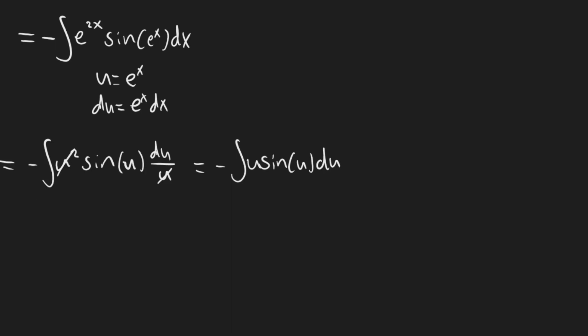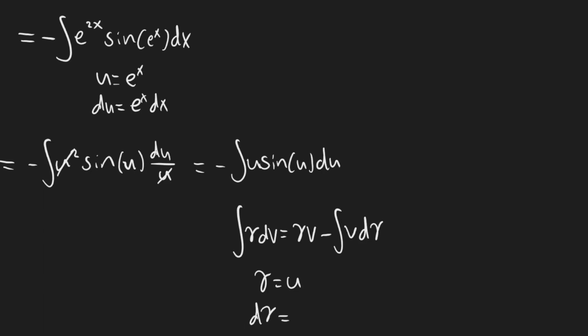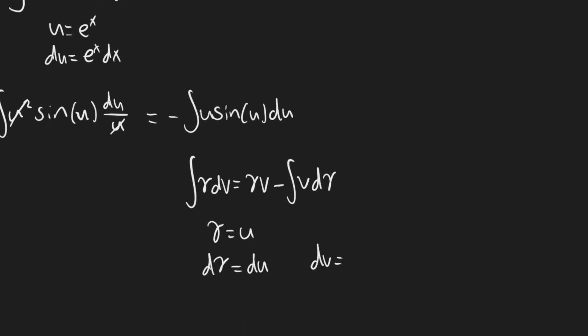If you remember the formula for integration by parts, the integral of gamma dv is equal to gamma v minus the integral of v d gamma, like so. So let's just go ahead and find our gamma and v. In our case, gamma is going to equal u. Our d gamma is going to be that derivative, which is just a du. Then we're going to have a dv. dv in our case is going to be sine of u du.